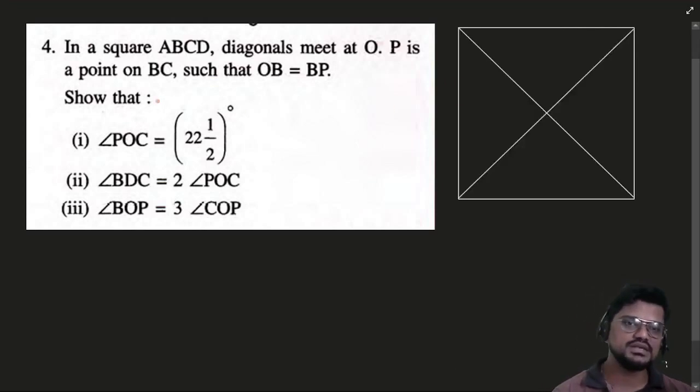P is a point on BC. Now we have not named it, so let's say this is A, B, C, D. And P is a point on BC such that OB equals BP. This is O. So P is somewhere over here, so that this side is equal to this side.